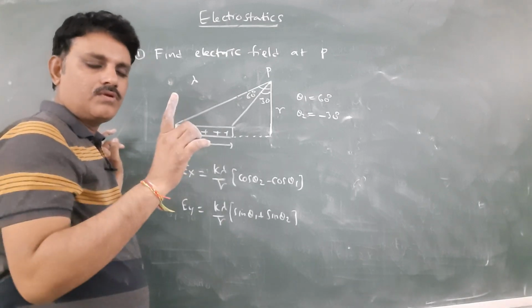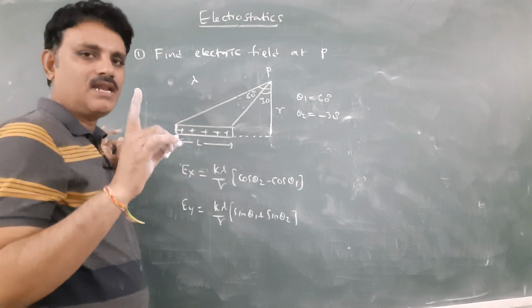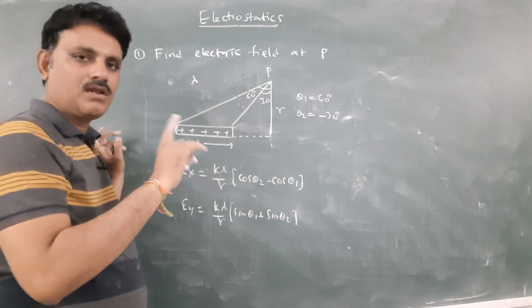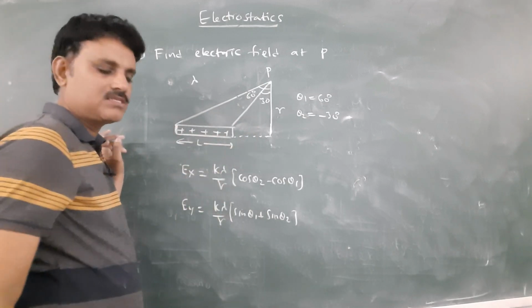So in the previous derivation the angle theta 2 is an anti-clockwise angle. That's why in the derivation we take theta 2 negative. We made the correction here. That's why theta 2 is equal to minus 30.